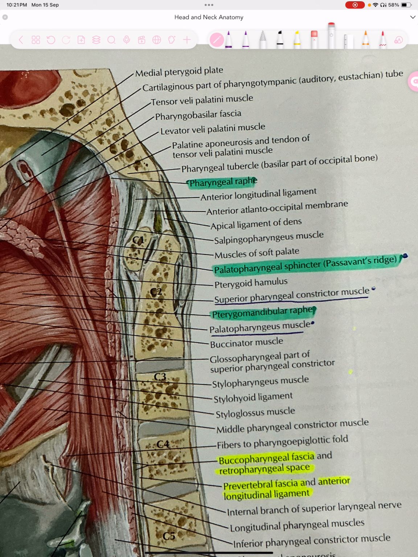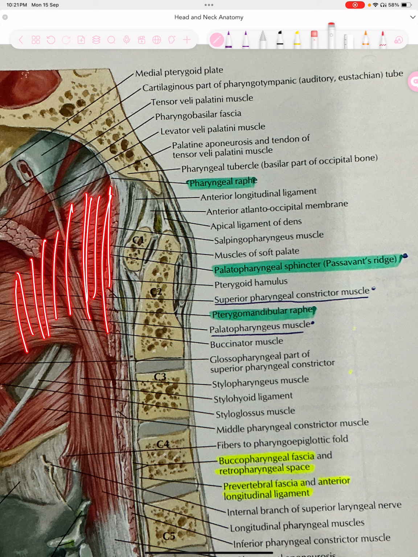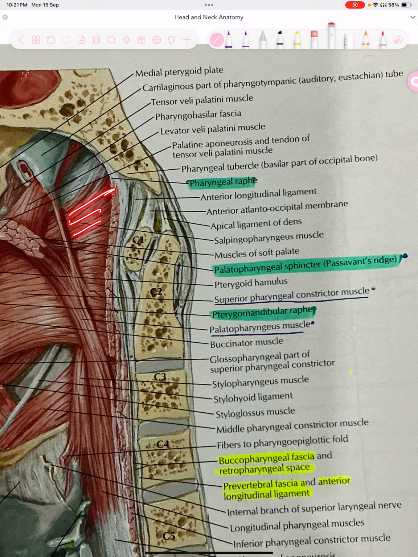Now here there are two very important muscles that you should keep in your mind. One is the superior pharyngeal constrictor muscle, and even more important than that is the palatopharyngeal muscle. Now where are these two muscles? This is the posterior surface of the pharynx and posterior wall of the pharynx. There you have the superior constrictor muscles. Now, a very important muscle is this palatopharyngeus muscle.